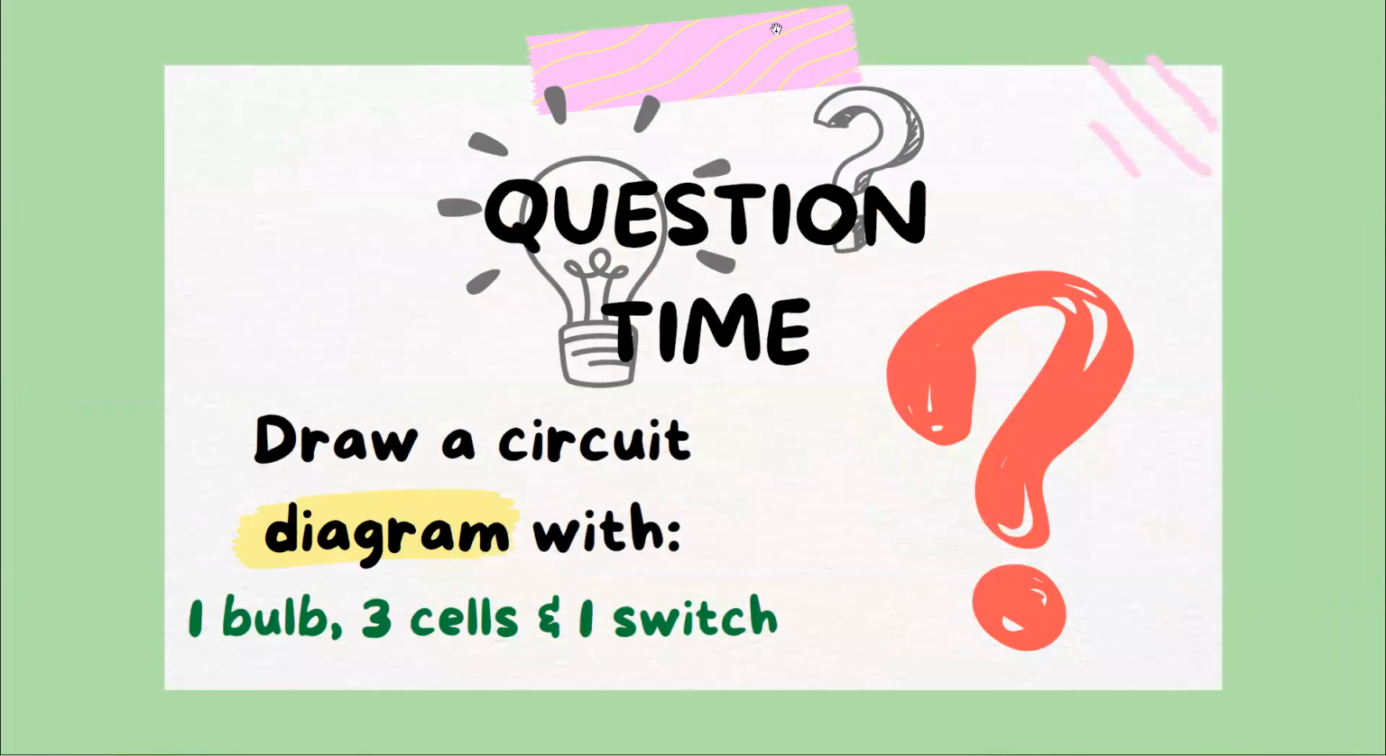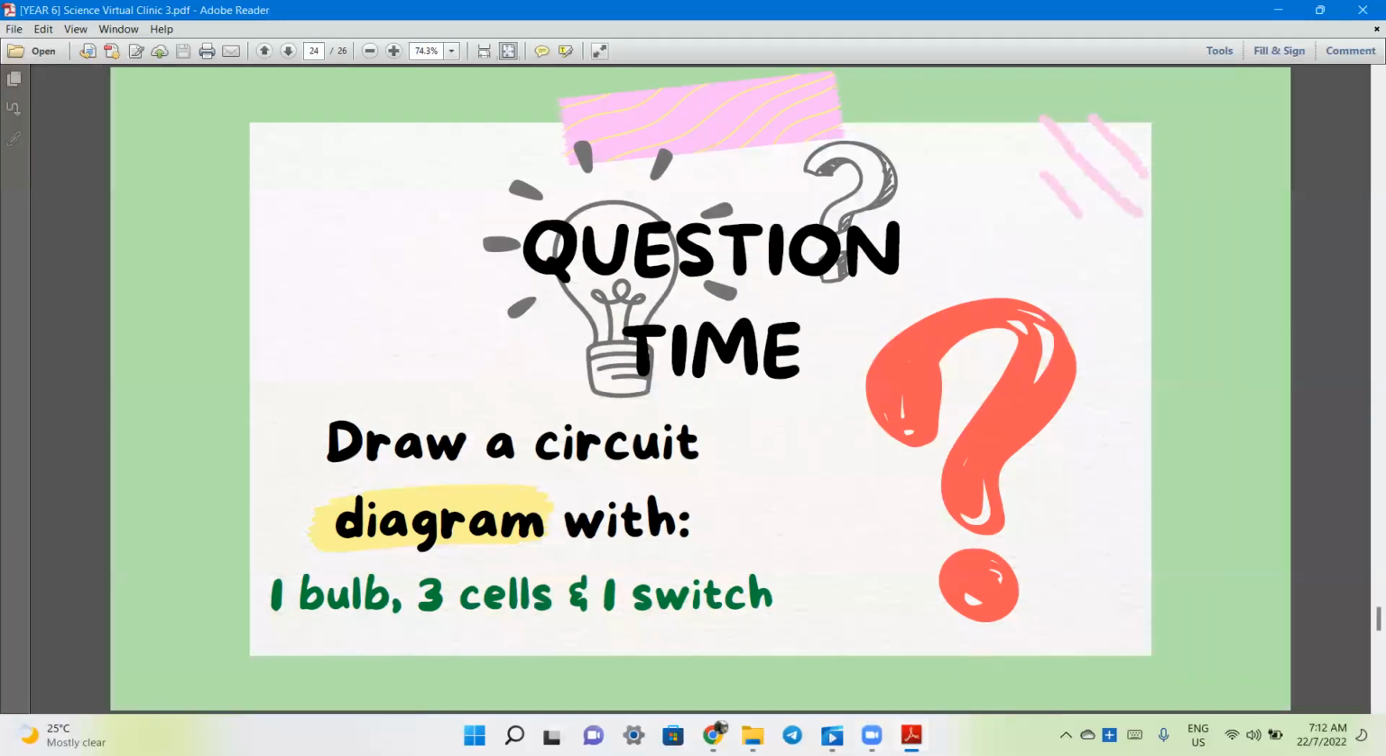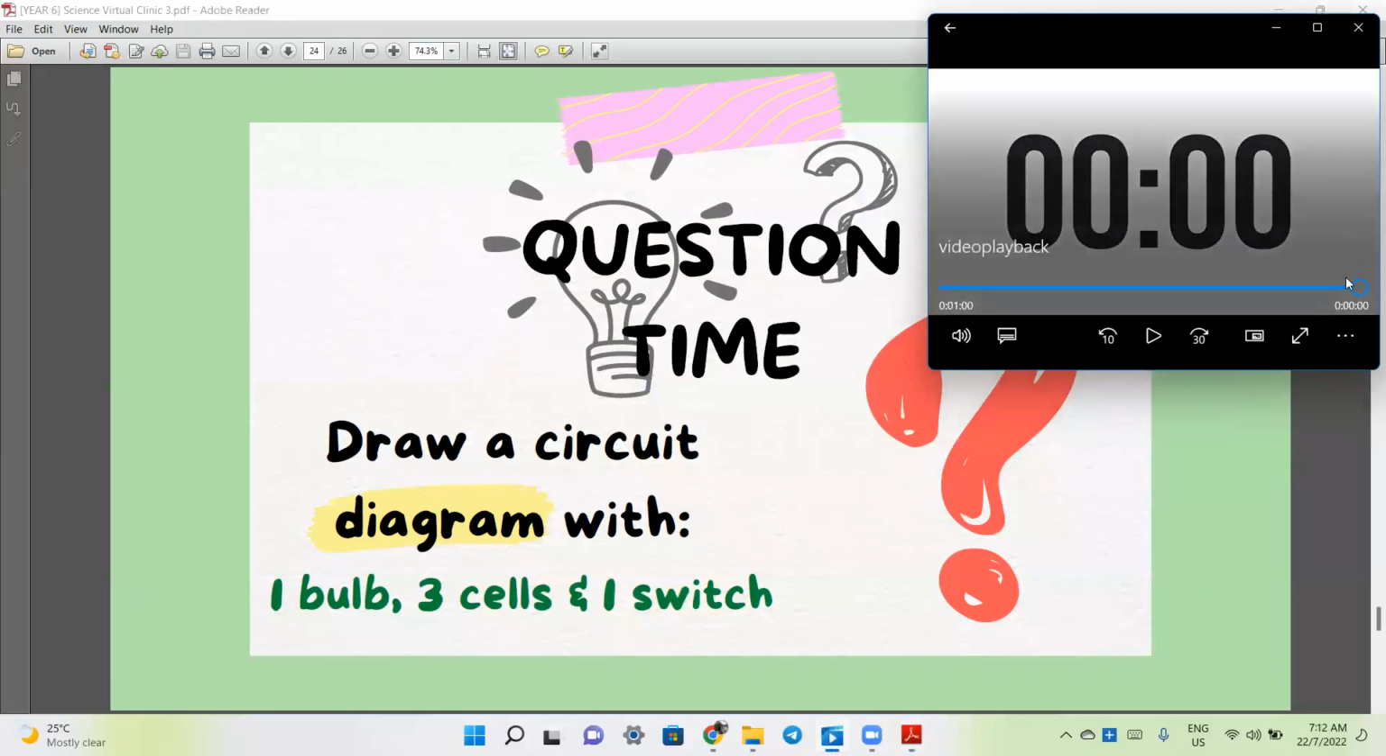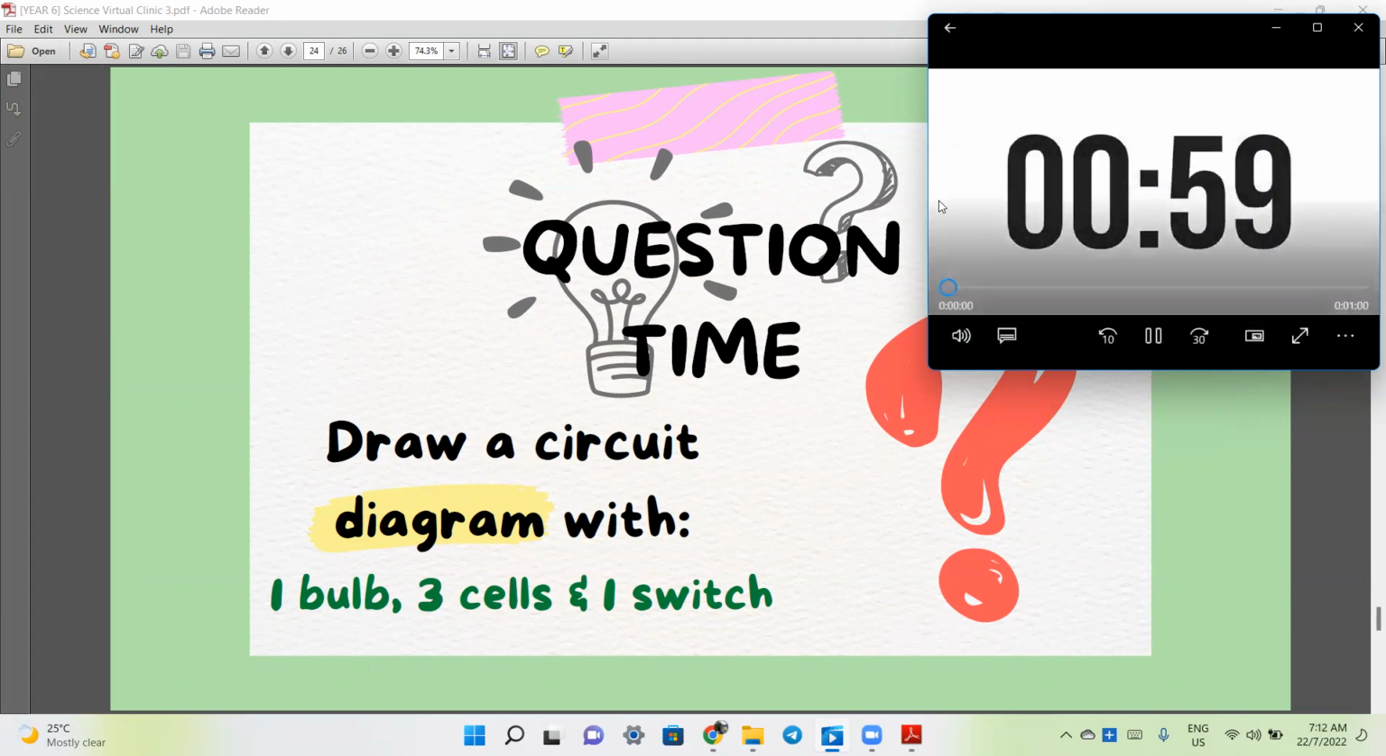Question time. One last question before we end. Draw a circuit diagram with one bulb, three cells, and one switch. I'll put a 1 minute timer over here. I want you to draw it on a piece of paper or in your notebook. Then you can check the answers. Let's go.